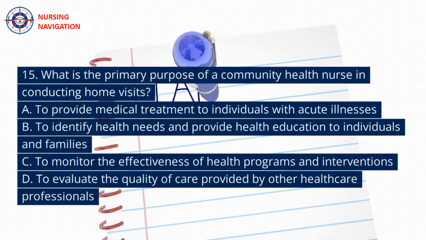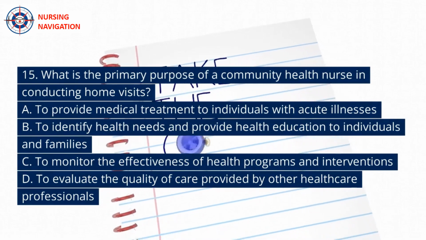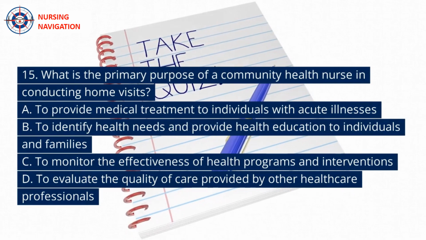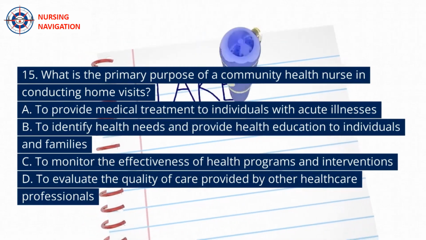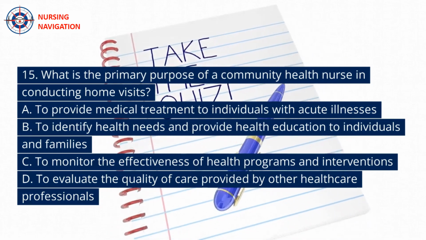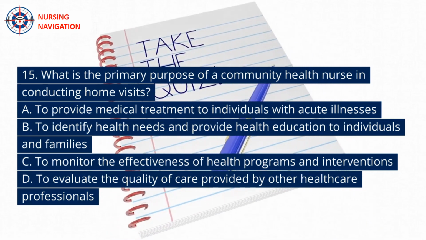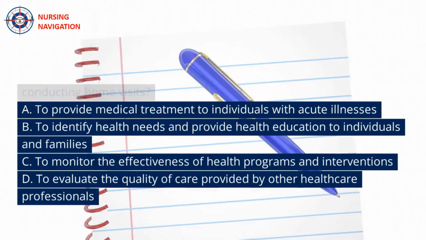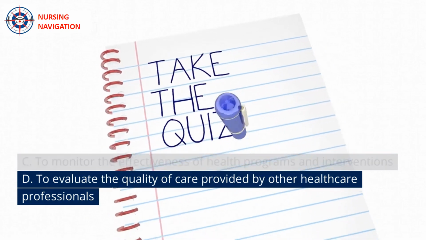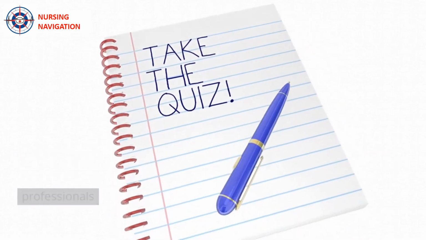15. What is the primary purpose of a community health nurse in conducting home visits? A. To provide medical treatment to individuals with acute illnesses. B. To identify health needs and provide health education to individuals and families. C. To monitor the effectiveness of health programs and interventions. D. To evaluate the quality of care provided by other healthcare professionals.